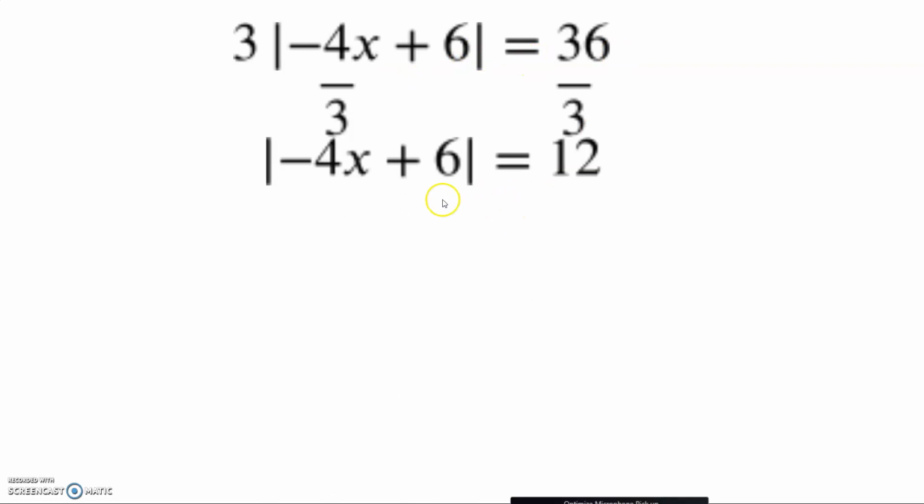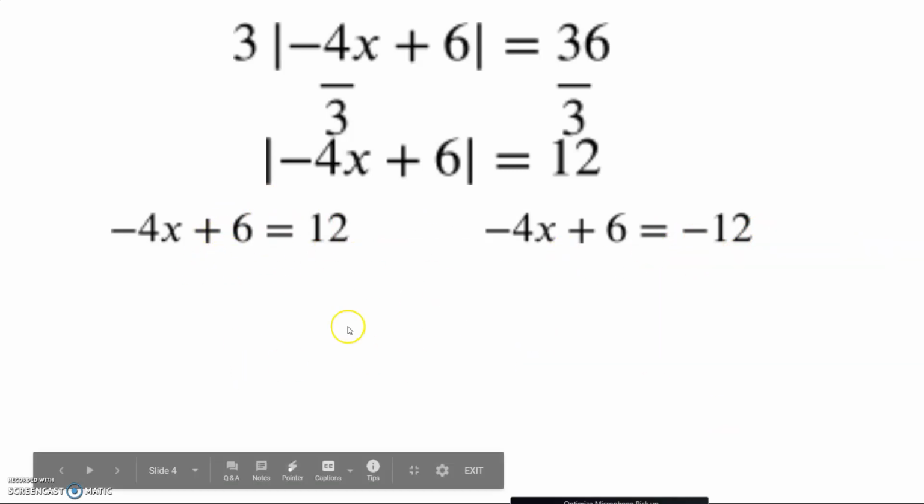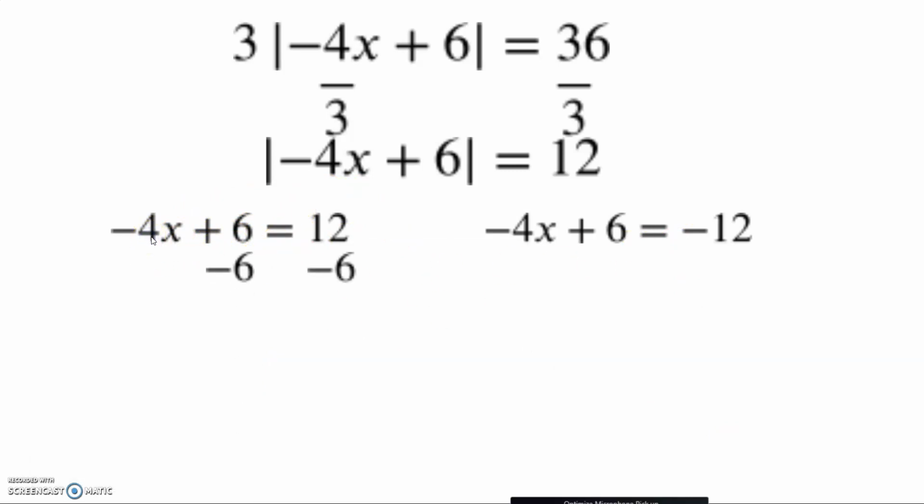All right. Now we can make our two equations. When is this thing 12 and when is this thing -12? Boom, there's the 12, there's the -12. So we made our two equations. Like I told you earlier, I'm going to solve these simultaneously. So I'm going to do all the same steps to each problem and solve them at the same time. So I'm going to subtract 6 from both sides of both equations. So it looks like that.